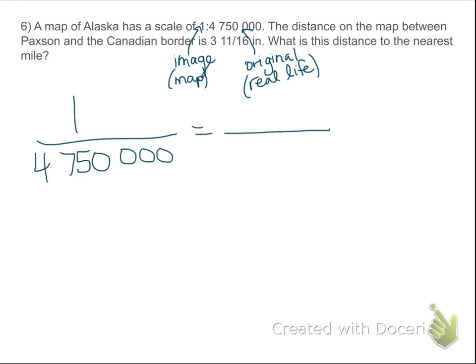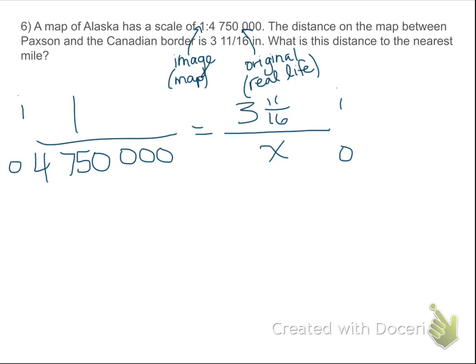But what's the information that we know? Well, we know that the distance on the map that we want to know the distance of in real life is 3 11/16 inches. So we're going to put it in the numerator, because this is the image on top and this is the original on the bottom. And we don't know what the real life measurement is, so that is what we are trying to find.